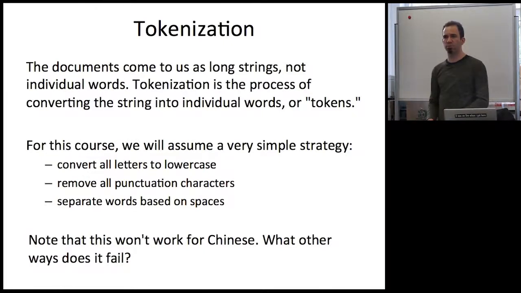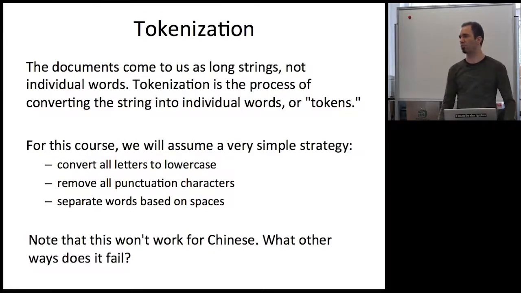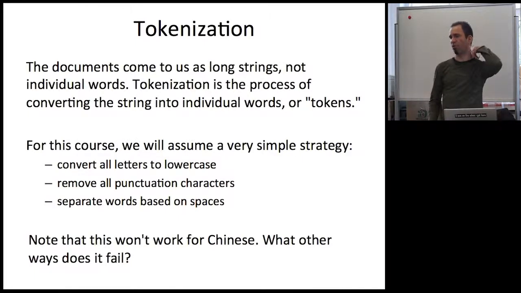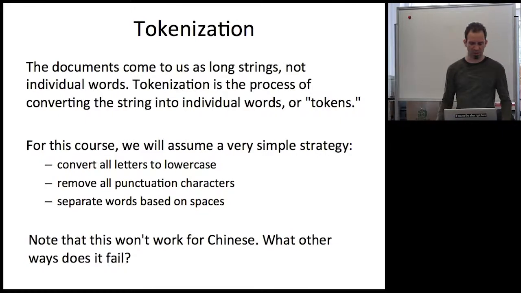To do tokenization in Chinese, you need an algorithm. There's lots of research on this. There are several open source libraries to do this. But you can't break on spaces, so you actually need an algorithm with a dictionary and a probabilistic model of where characters break into words. So it's a little more complicated.